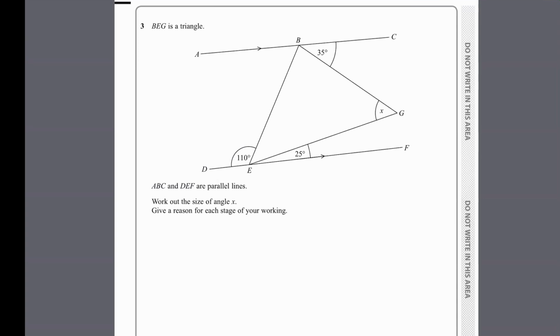The question is on plane geometry, and it reads that PEG is a triangle. From what you can see here, the points B, E, G form a triangle with the angle X inside of the triangle. They have also said that ABC and DEF are parallel lines.